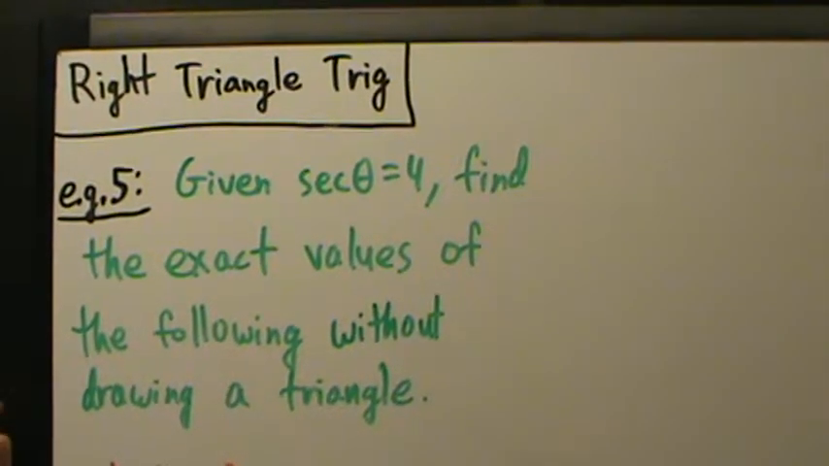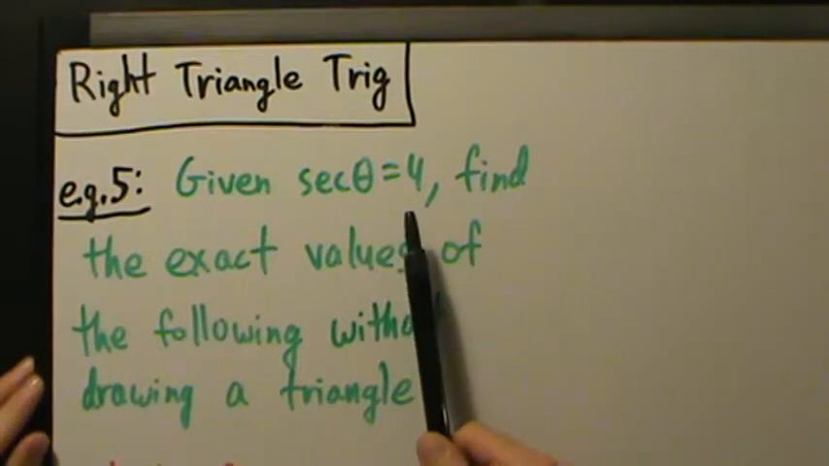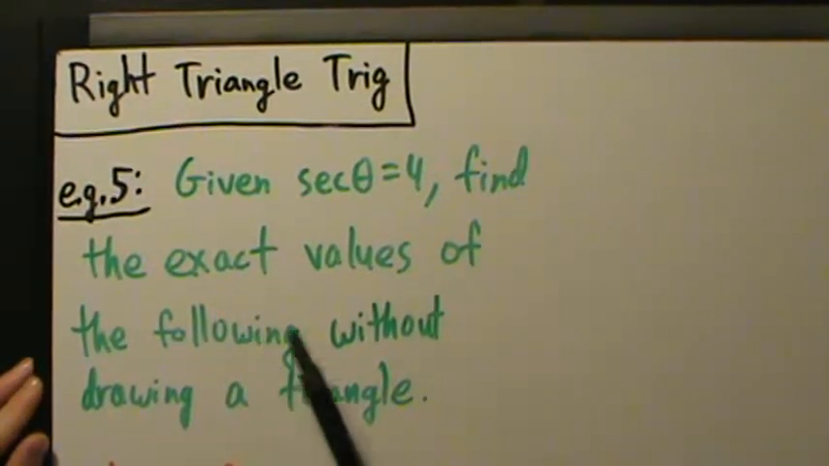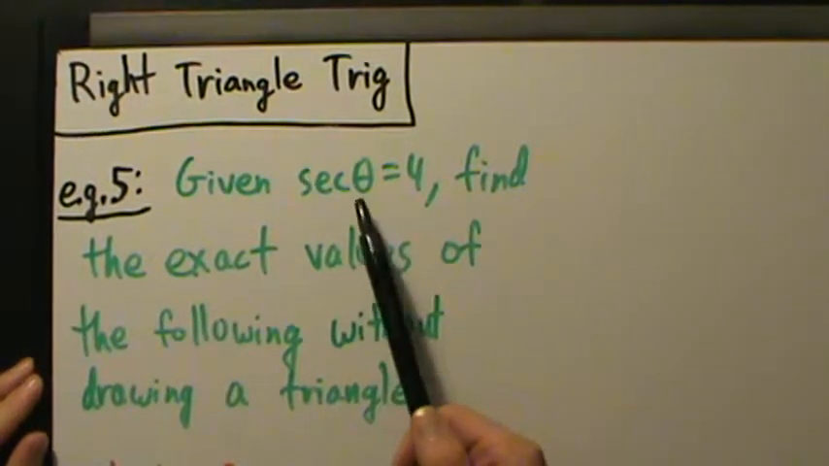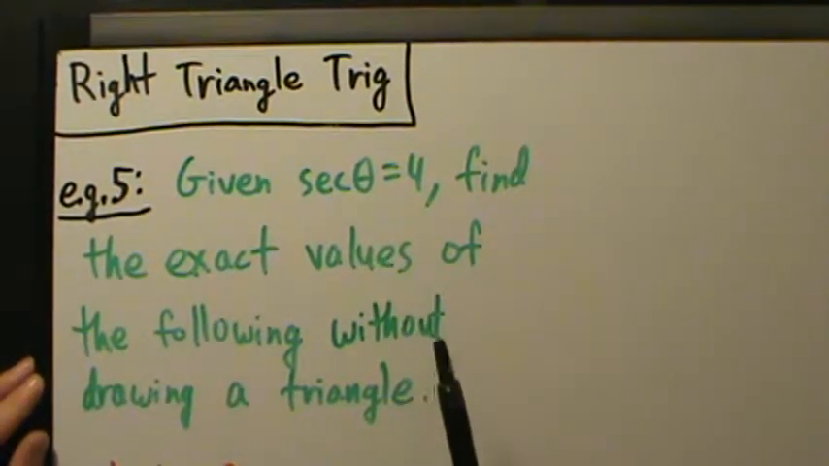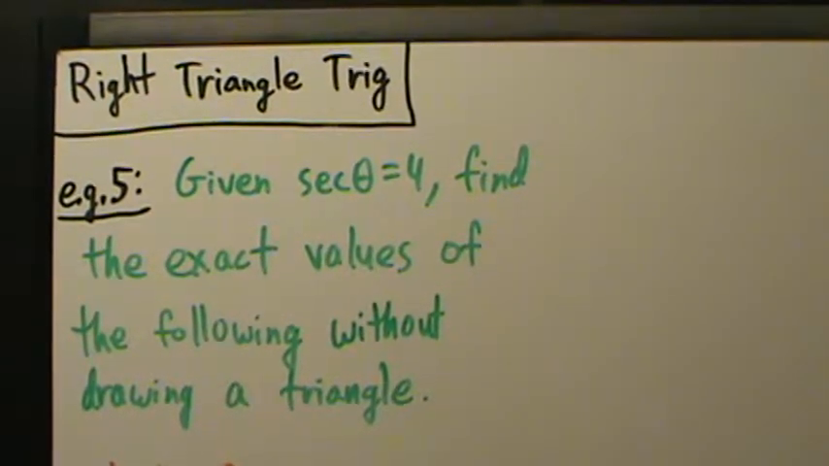Here's example 5 with right triangle trig. In example 5 we're given secant of theta equals 4, and we need to find the exact values of the following without drawing a triangle. So this is just like examples 3 and 4. We're given a value of a trig function, but what's different here is we're not allowed to draw a triangle now. So we'll have to do it some other way.